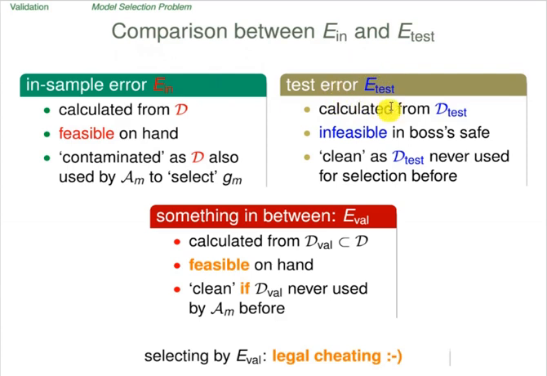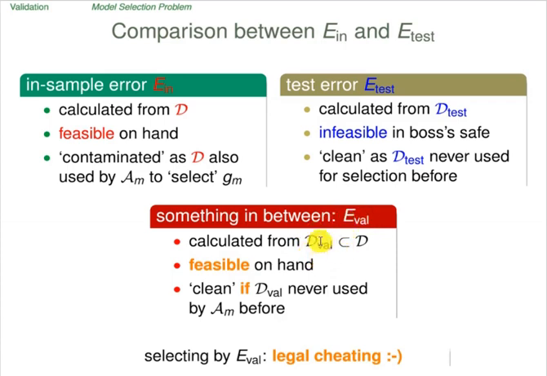Something in between, in-sample error or test error. A different performance measure, which can be calculated from a dataset that is not contaminated during the training. The answer is yes. We can consider a metric called E-validation, which lies between in-sample error and test error. We call it E-validation error, and it can be calculated by allocating a part of the entire training dataset that we have at hand.